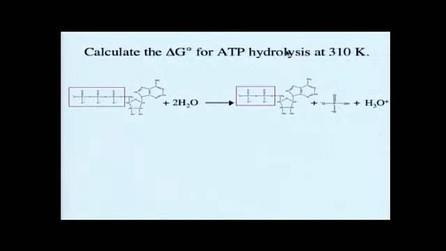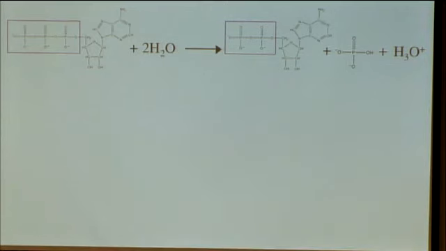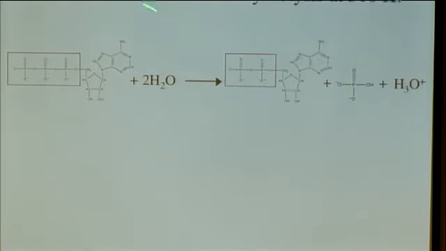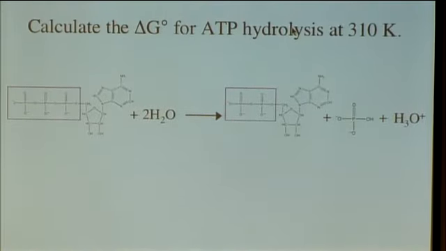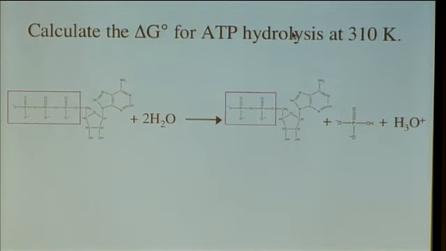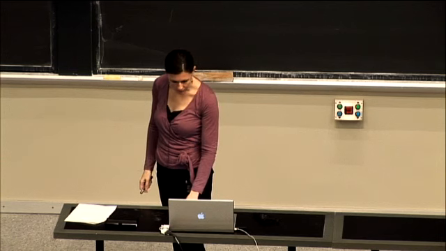So let's take a look at what we can do in terms of a coupled reaction. The first thing we need to do if we're thinking about using the hydrolysis of ATP is actually calculate what the delta G for the reaction of ATP hydrolysis is. And I picked 310 Kelvin because that's the temperature of our bodies. So again, this reaction is taking adenosine triphosphate that has 3 phosphate groups and hydrolyzing it, so reacting it with water to form ADP plus phosphate plus acid here.